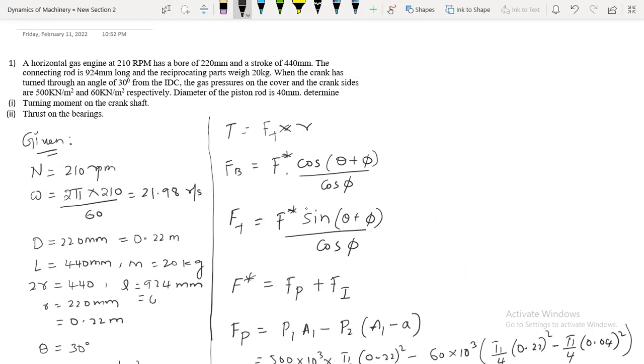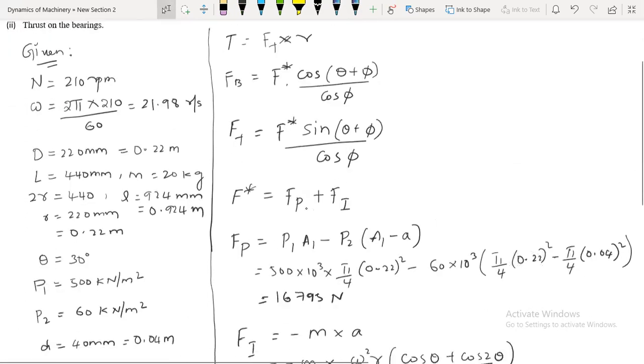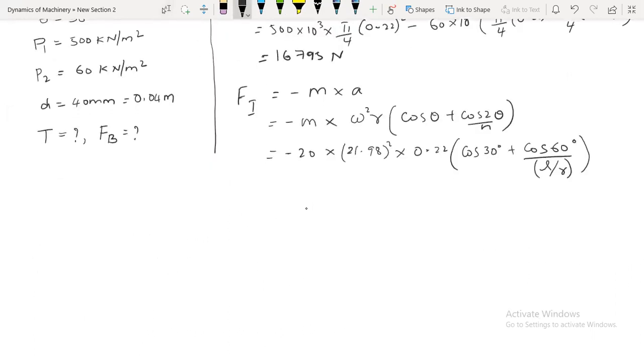So convert this into meters, so it will be 0.924 meters. Substitute that in this relation: L is equal to 0.924. Small r we have also determined, that is 0.22. If I substitute both here, I will get the Fi value as minus 2094.01 newtons. That is the value of Fi.